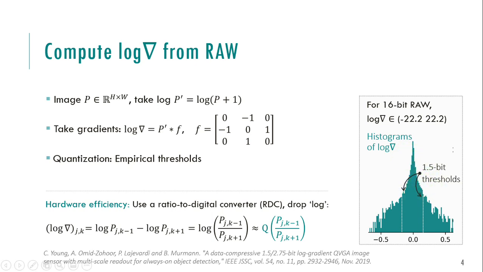So this looks like a lot of computation, right? But actually, no. If we look at the math, the gradient or the difference between log pixels are just the log of the ratios between two pixels. In that case, if we quantize them, we can simply use a ratio to digital converter and drop the log.